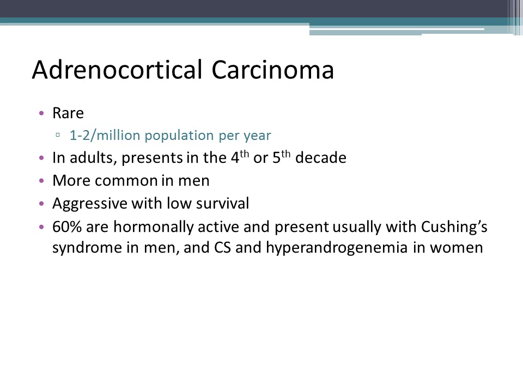This will lead us into adrenocortical carcinoma, which is luckily a rare disease because it's a very, very bad disease with poor prognosis. In adults, it presents in the 4th and 5th decade in their life, but I would tell you that almost all my patients are younger than that for whatever reason. So it does happen in younger population, of course. More common in men, aggressive with low survival. 60% are hormonally active and present usually with Cushing's syndrome in men, and Cushing's syndrome and hyperandrogenemia in women.